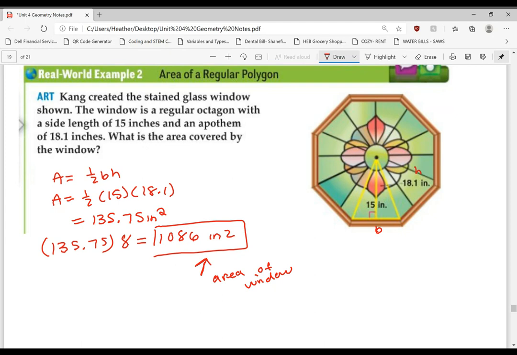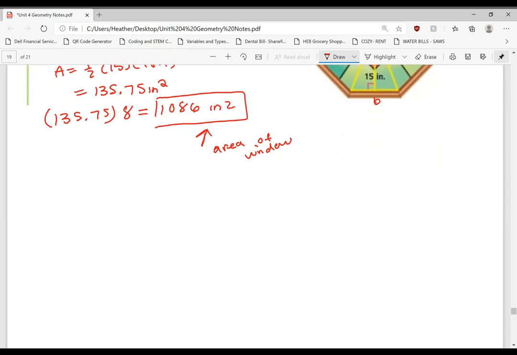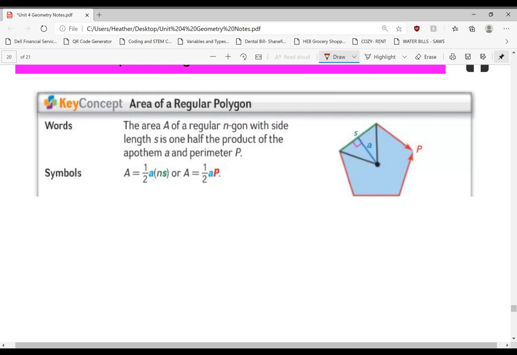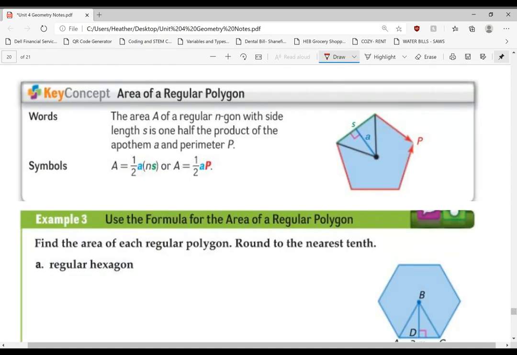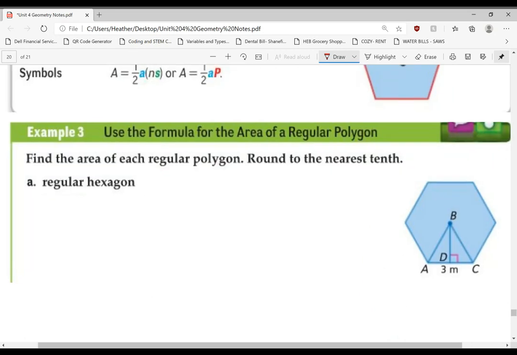Okay. Now let's look at example 3. But before we do that, we're going to check out this key concept. The area A of a regular n-gon, so n just means number of sides, with side length S is 1/2 the product of the apothem a and the perimeter P. So this gives you an example of what it's talking about. We're going to use that formula to find the area of each regular polygon, and we're going to round to the nearest tenth. The first one is a regular hexagon.